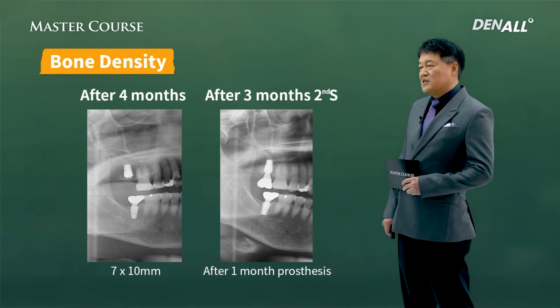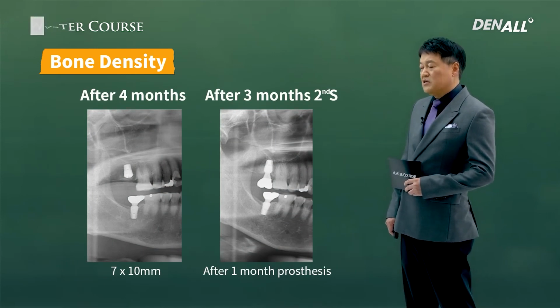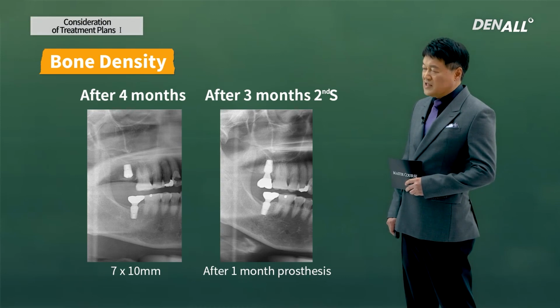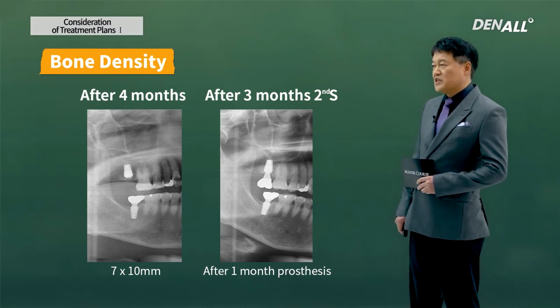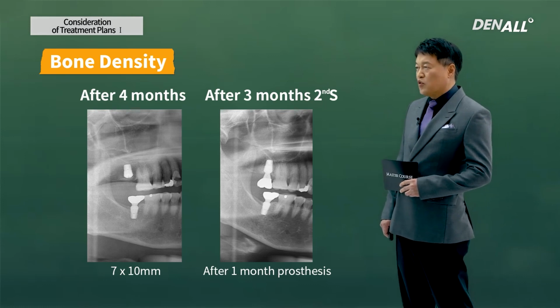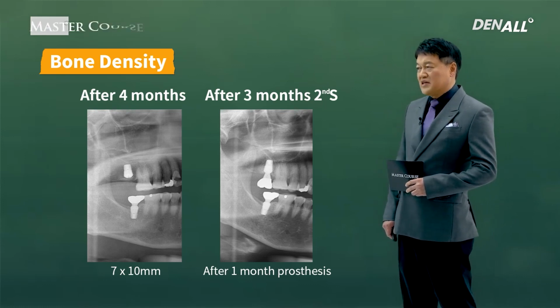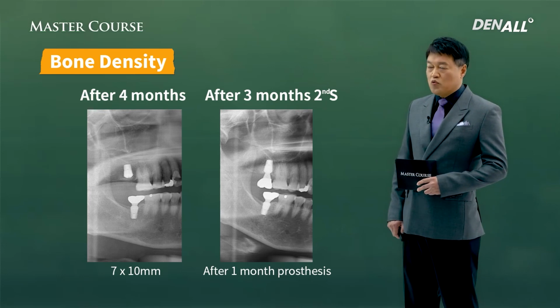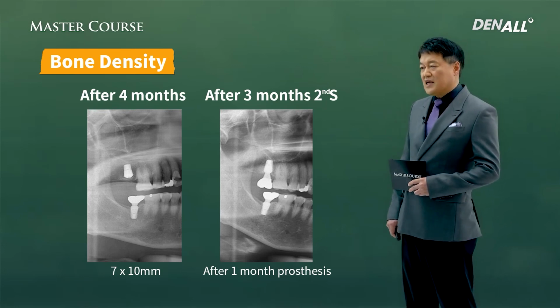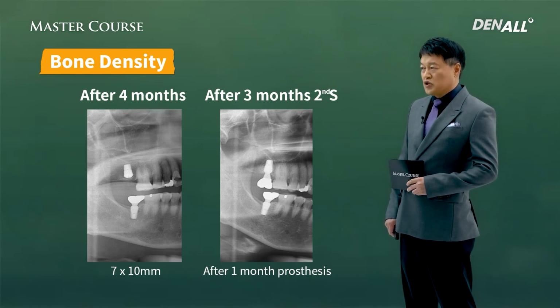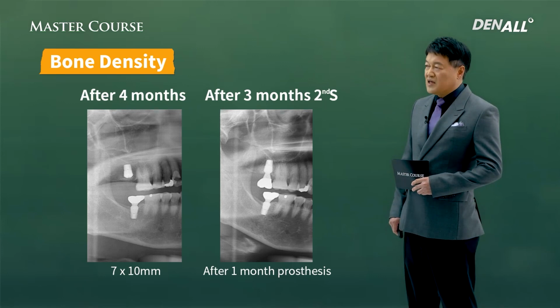After 4 months, I placed the implant. I placed a diameter 7 implant. It was very difficult and I did the 2-stage surgery. Second surgery was done 3 months later, and 1 month later, prosthetics were delivered. In soft bone, it is difficult to gain initial stability, so you need to do underdrilling by 1 size or 2 sizes to gain best initial stability.